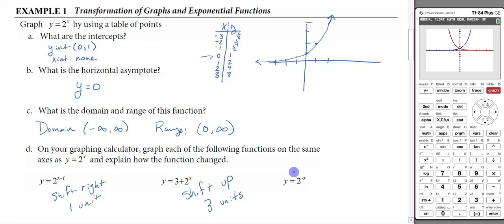And so what this has done with the graph is reflected it over the y-axis. You could fold your graph on that y-axis, and those two graphs would lie on top of each other.